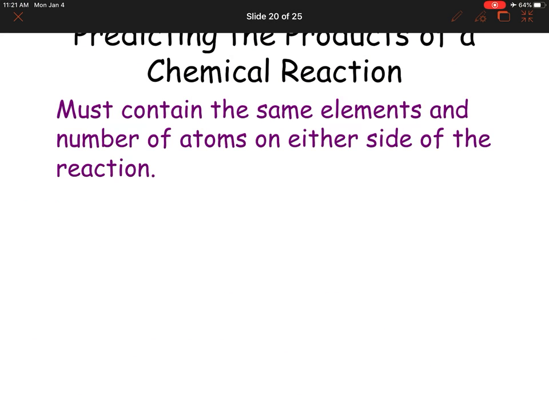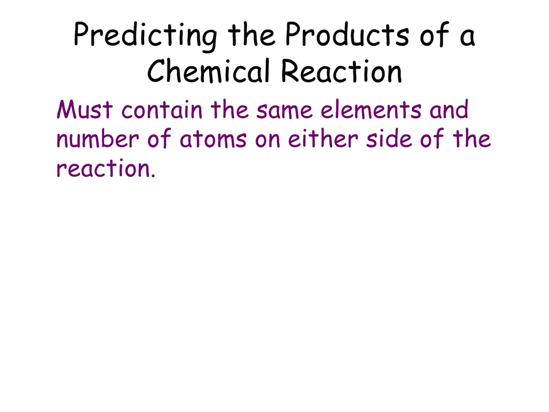First thing you know, it's got to contain the same elements and the same number of atoms on both sides. Has to. So you're limited there. All right, so take a look. Calcium fluoride and iron, Roman numeral 2, nitrate. What kind of chemical reaction is this of our 5 reaction types?